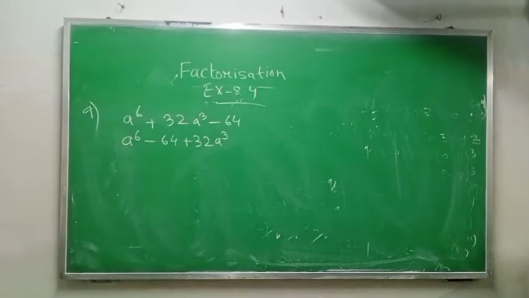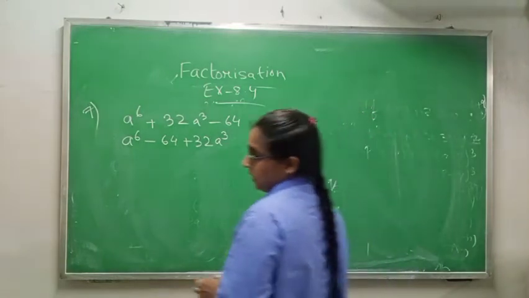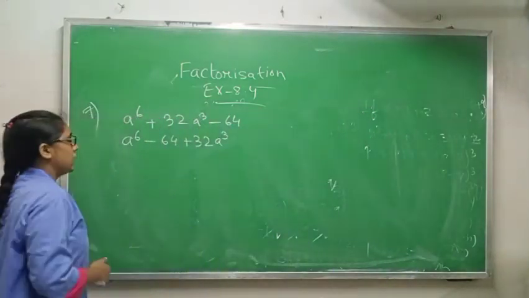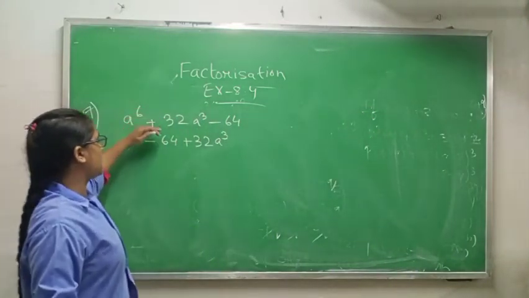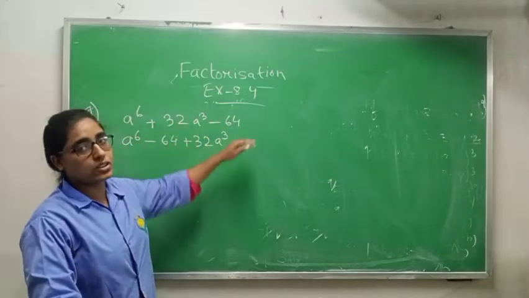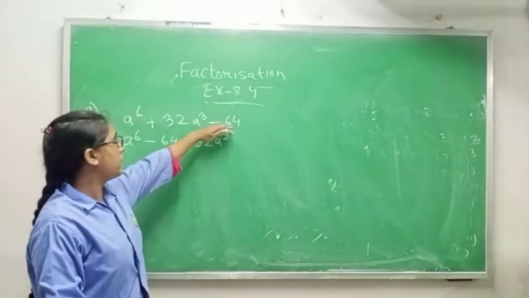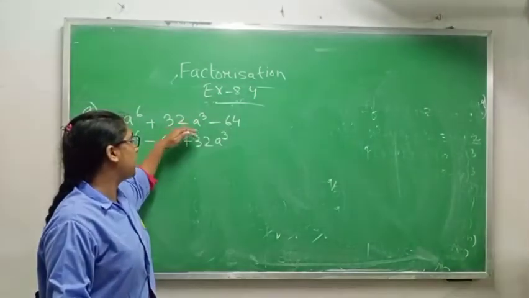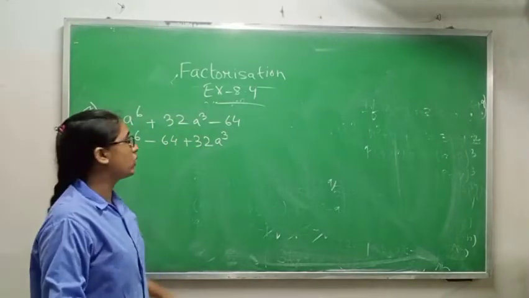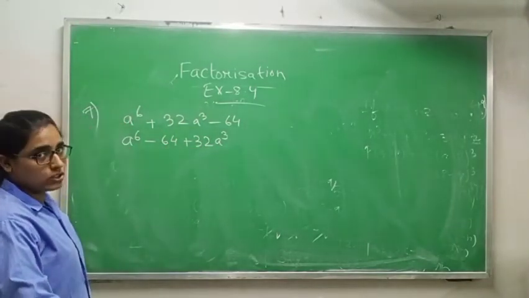Now class 9C, question number 7. It is a little bit difficult. Please try to understand it properly. Question is a to the power 6 plus 32 a cube minus 64. First what I am doing, I am writing minus 64 first, then I am writing plus 32 a cube. Why? Because we can make cube of 64.